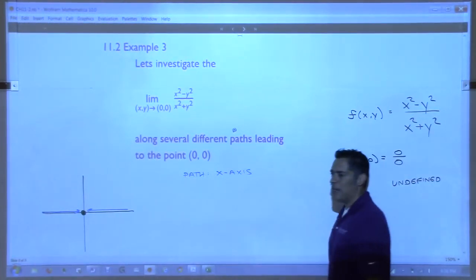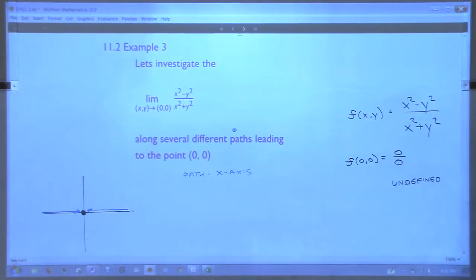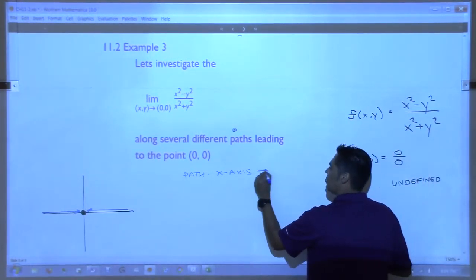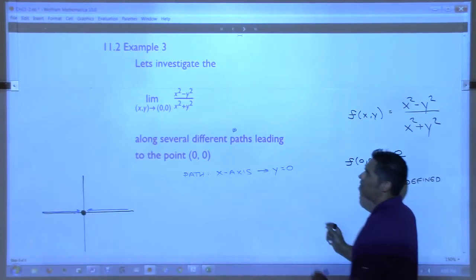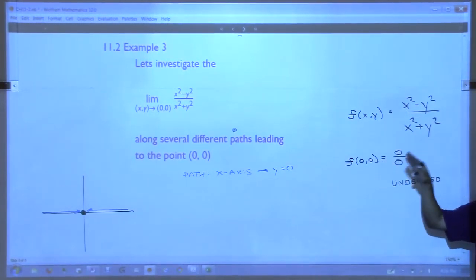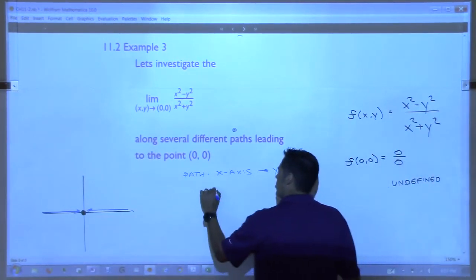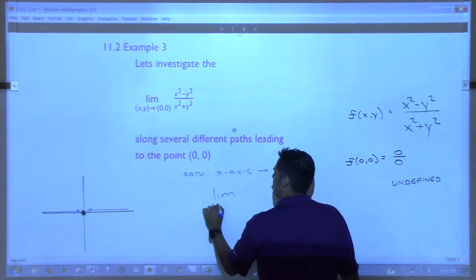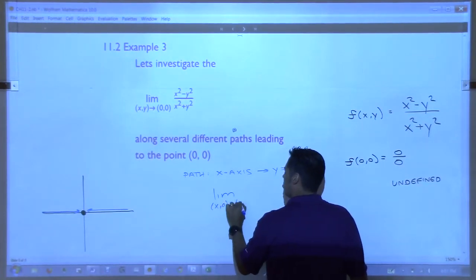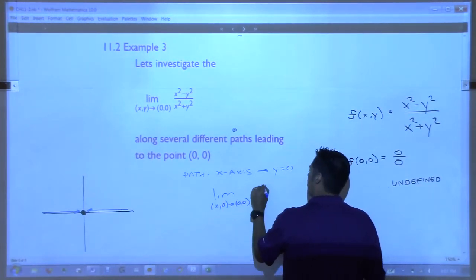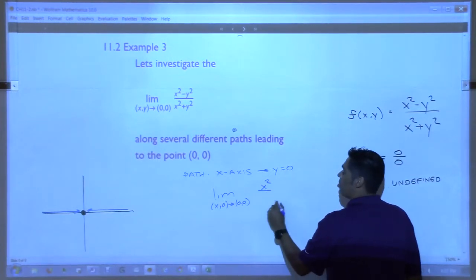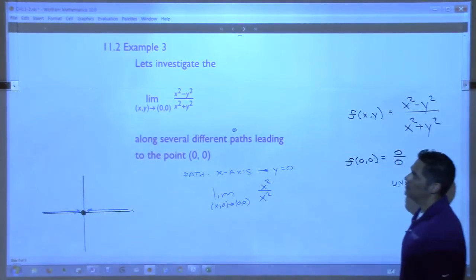So if you're on the x-axis, what can you tell me has to be true about one of those variables? y is equal to 0, right? If I'm on the x-axis, y is 0. So now what I'd like for you to do is rewrite the limit, and everywhere that you see y, replace it with 0. So limit as (x, 0) approaches (0, 0) of (x squared minus 0) over x squared. Isn't that what happens?